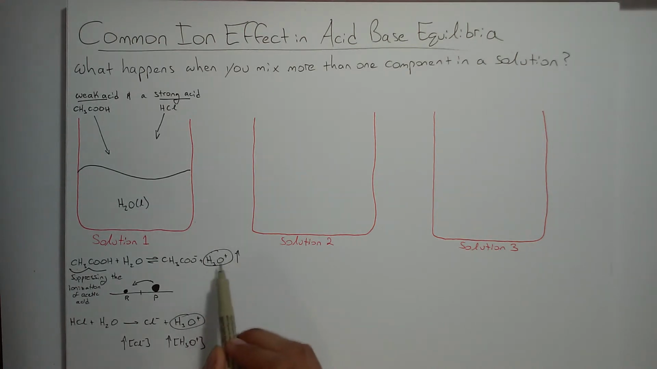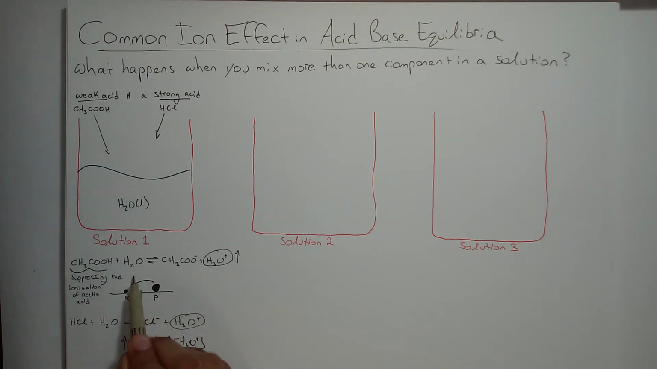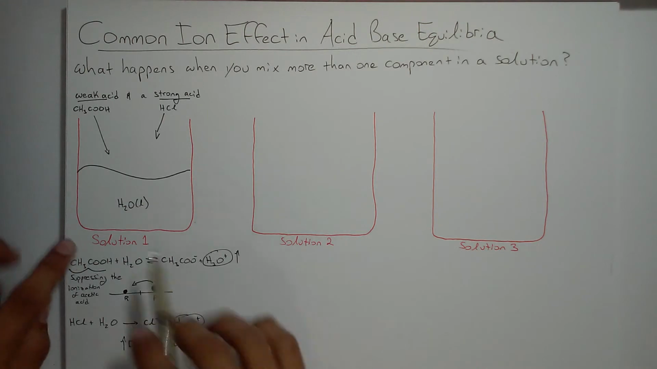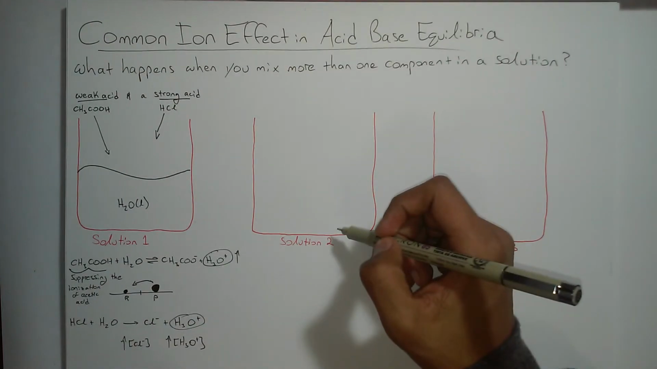And how does this reaction compensate when the amount of H3O+ is increased inside of the solution? It has to consume some of that H3O+, so it's going to go in the reverse direction. Make sense to everyone? Okay. So that's just solution 1. Now let's go on to solution 2.